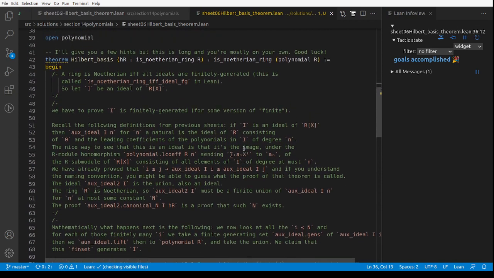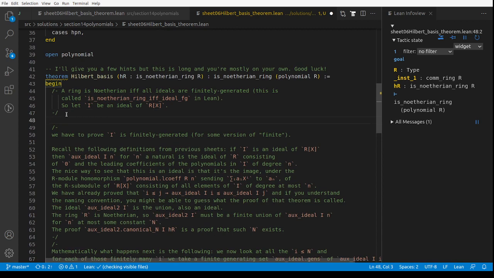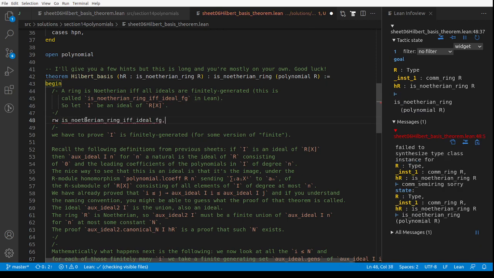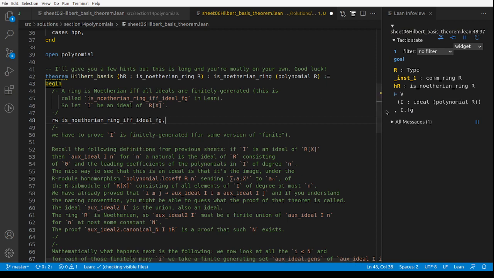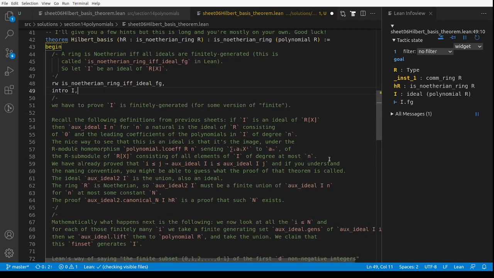So I discuss the strategy in the comments. So we know that R is Noetherian, and we've got to prove that the polynomial ring is Noetherian. So let's rewrite this. And now I've got to prove that all ideals are finitely generated. So intro I. Okay, so now what?